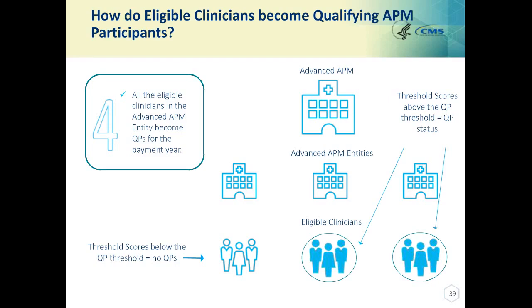Any clinicians who are participating in an APM entity that achieves the QP threshold, they're QPs. Eligible clinicians who are participating in an APM entity that does not achieve the threshold are then evaluated as individuals, and if they achieve QP status, then they're QPs. If not, then they're that group down on the left-hand side that are not filled in, who have not met the QP threshold. All right, next slide.